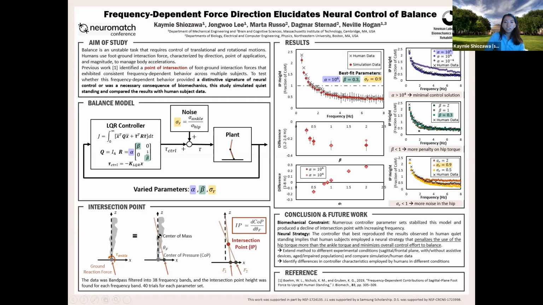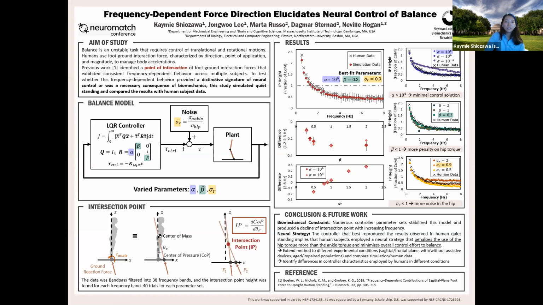So in conclusion, we successfully distinguished the biomechanical constraint, where the intersection point declined with increasing frequency, from the neural strategy, where humans tend to minimize control and penalize the use of the hip torque more than the ankle torque.